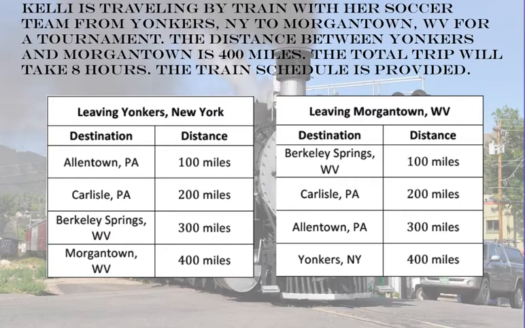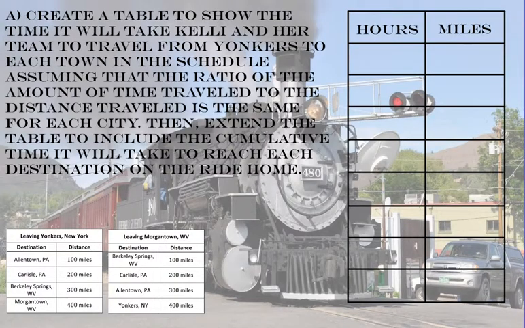Okay, so we're going to take this information and create a table to show the time it will take Kelly and her team to travel from Yonkers to each town in the schedule, assuming that the ratio of the amount of time traveled to the distance traveled is the same for each city.